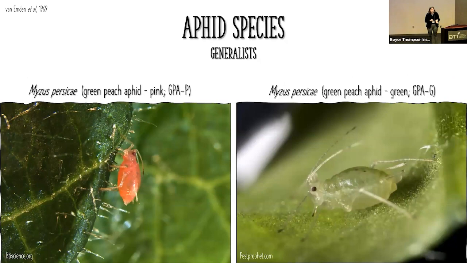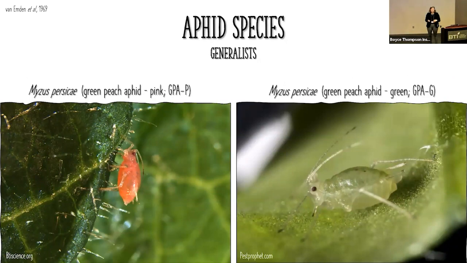She comes in 2 different subspecies, which is green peach aphid pink, or GPAP, which is tobacco adapted, and green peach aphid green, which is non-tobacco adapted. This specific generalist species can feed on over 40 different host plant families, and she is spread all across the globe, which makes her one of the most damaging generalist species because she is able to feed on so many different things.